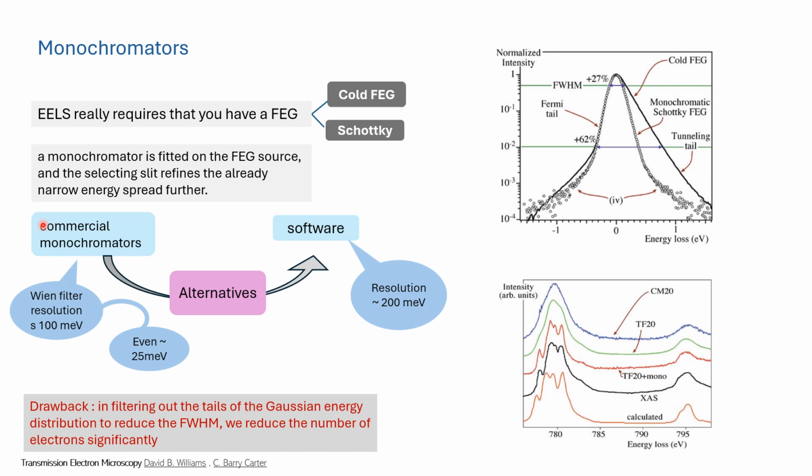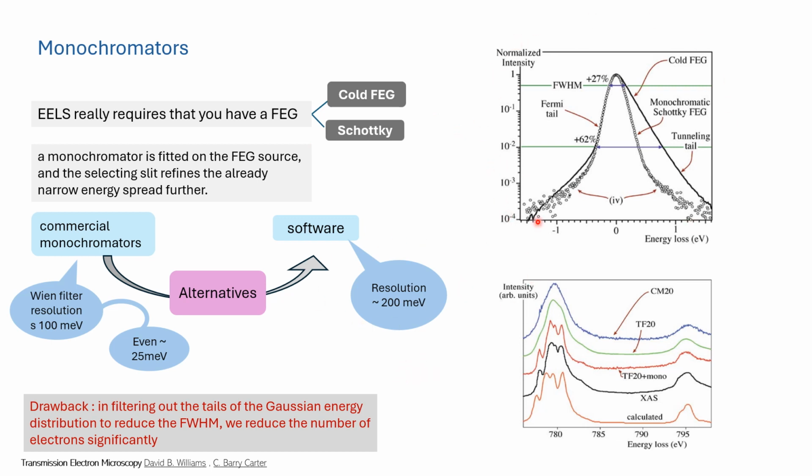The commercially available monochromators are usually Wien filters, which have perpendicular electrostatic and magnetic fields which permit the chosen electrons to travel in a straight line down the TEM column. The alternatives to these commercial monochromators are the software ones, which give a resolution around 200 millielectron volts.